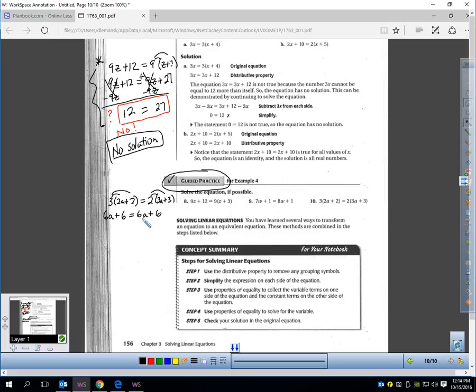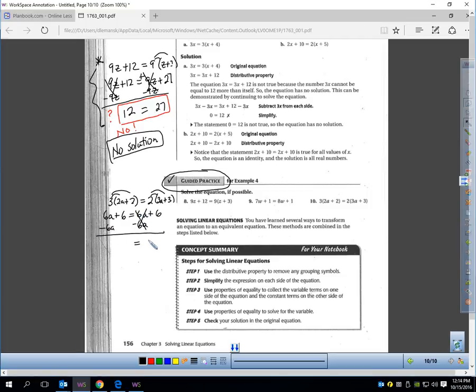Okay, I have variables on each side. I got to get all the variables on one side. So I'll take away 6a from each side. And again, you notice what's happening here. The 6a's on the right cancel. I get 6. And on the left side, all my variables are disappearing. I get 6 on the left side.